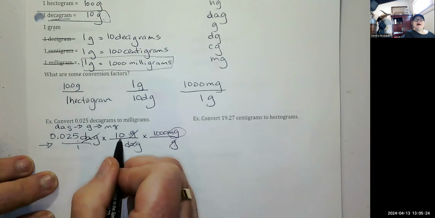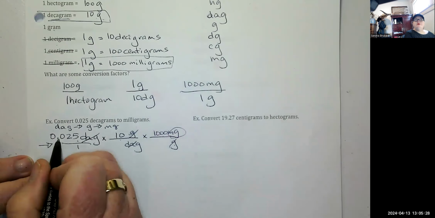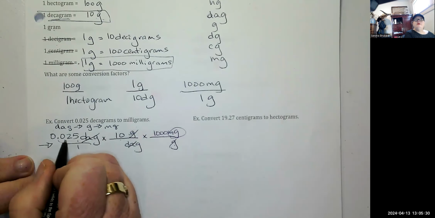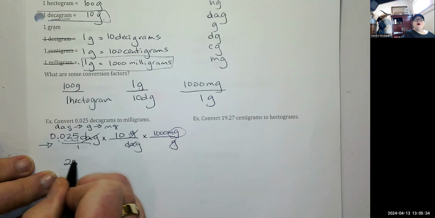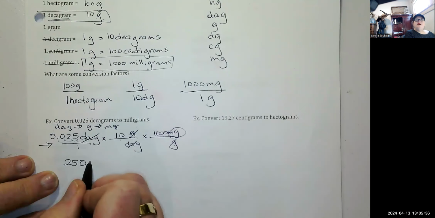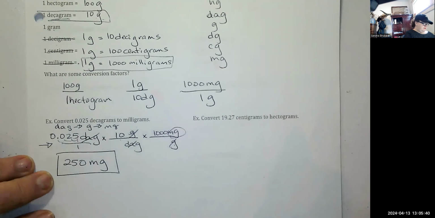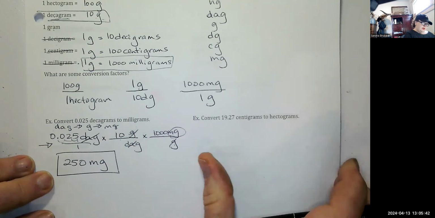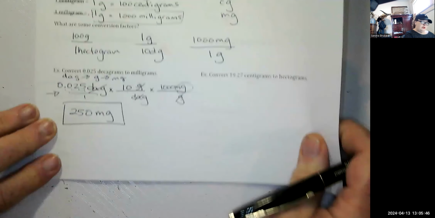0.025 times 10 times 1,000. There's 4 zeros, so I'm going to move to the right 4 places. So 1, 2, 3. I'm going to need to add a 0. So 250, and milligrams is my unit. And this is divided by 1, so we're good.